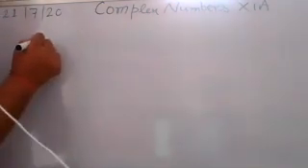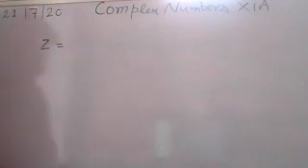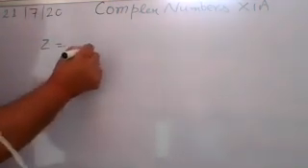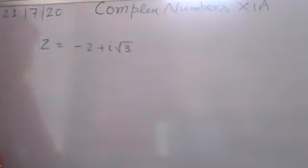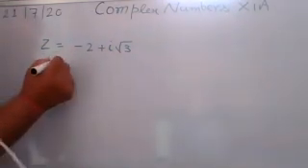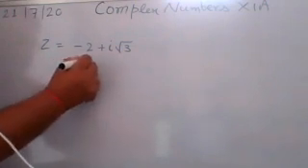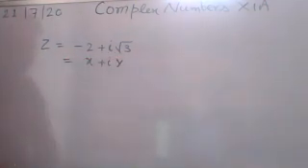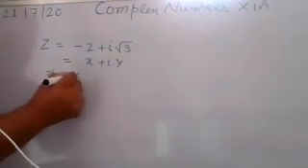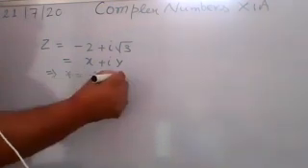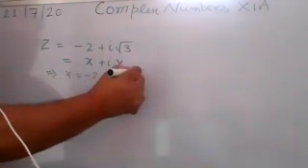So your first complex number is given: z is equal to -2 plus i root 3. You have to find the modulus and argument of this complex number. Z is given. So first of all, you have to compare it with x plus iy. So the value of x is equal to -2 and the value of y is equal to root 3.